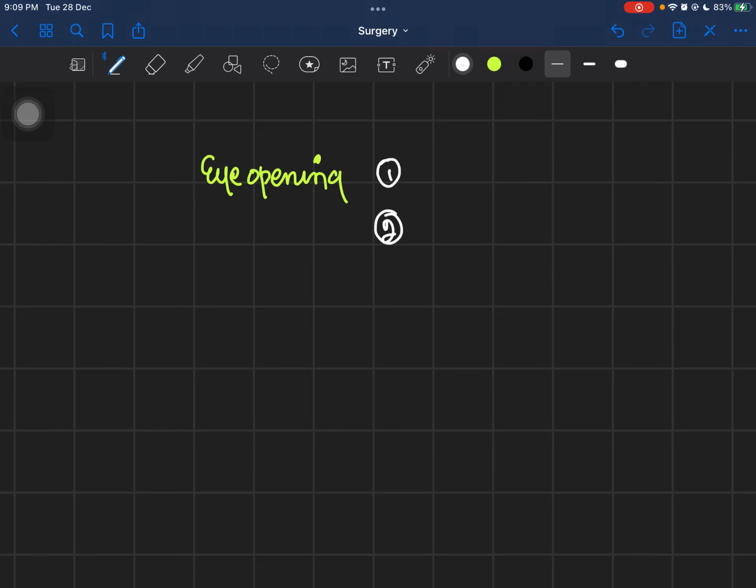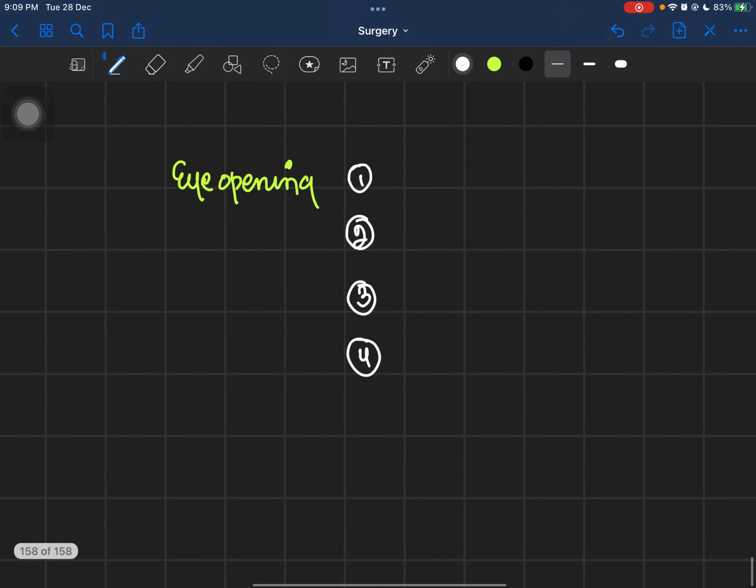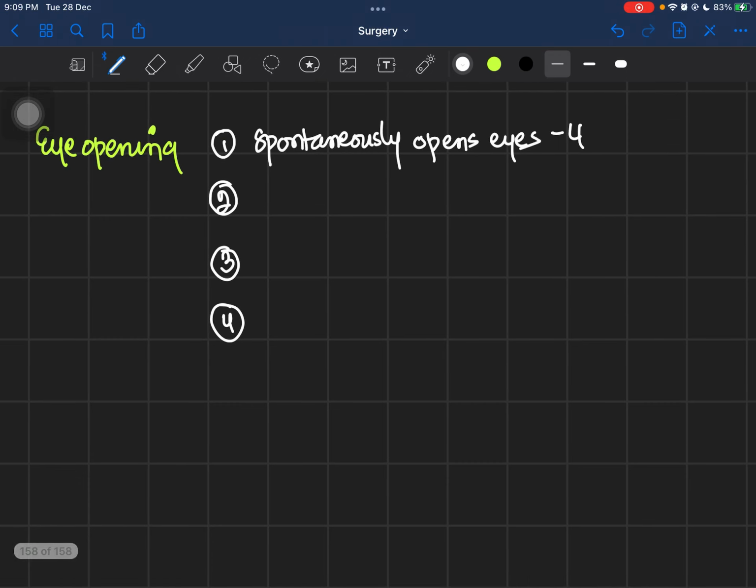Now you can understand eye opening like this. If the patient is spontaneously opening their eyes, you give them a score of 4. If the patient is not spontaneously opening the eyes, but you go there, call their name, you try to talk to them, they open their eyes, look at you, and they talk to you. Once you stop talking to them, they'll go back and close their eyes. So if they are opening their eyes in response to speech, you give them a score of 3.